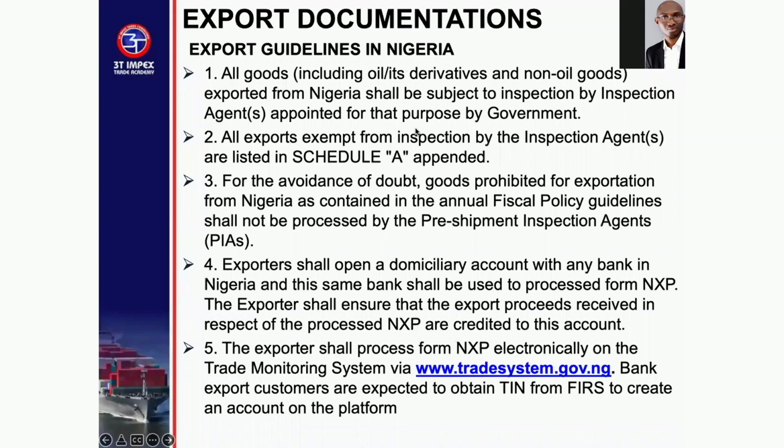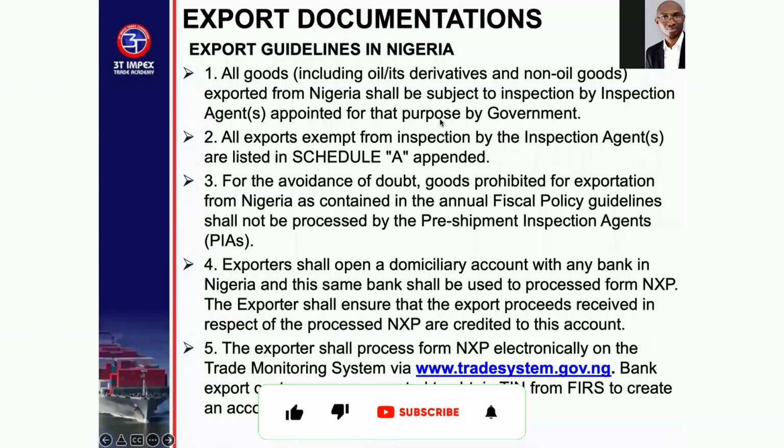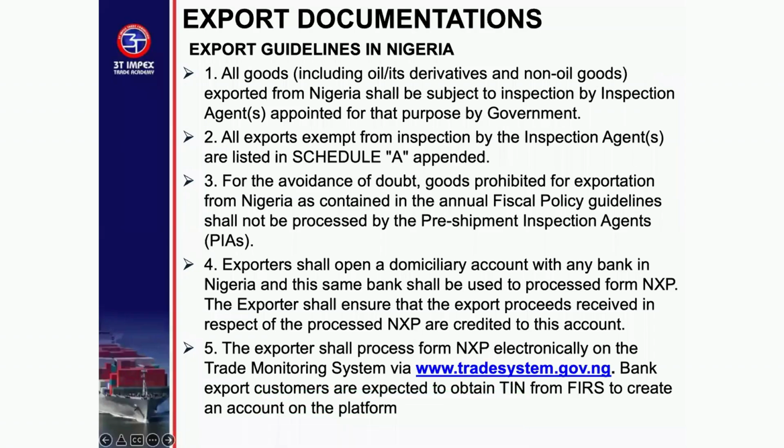So let's go through the guideline. Export guideline in Nigeria. All goods, including oil or its derivative, exported from Nigeria are subject to inspection by the inspection agent appointed by government for that purpose.